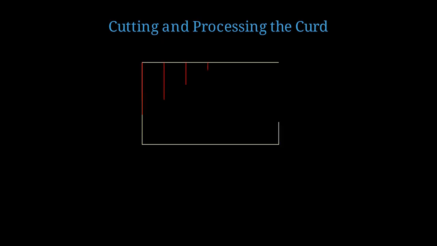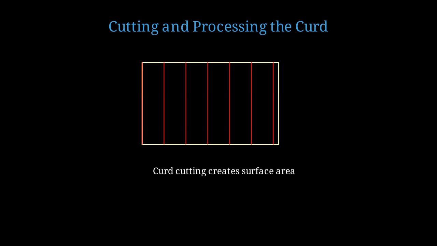Once the milk has coagulated into a firm gel, the next step is cutting the curd. This is where physics comes into play in an interesting way. Cutting the curd into small pieces dramatically increases the surface area from which whey can escape. The curd is cut into cubes, typically ranging from 6 millimeters for soft cheeses to 3 millimeters for hard cheeses.